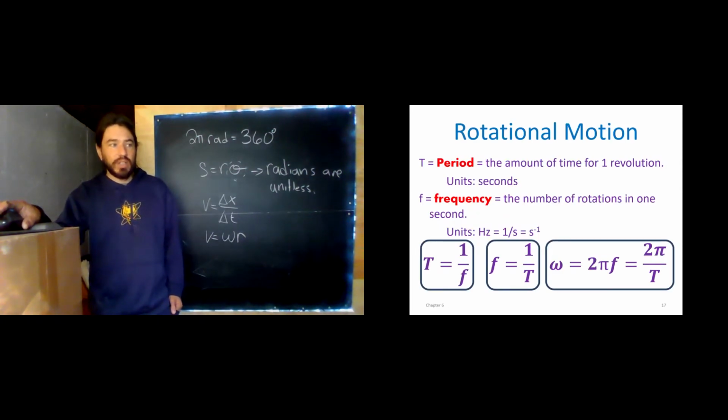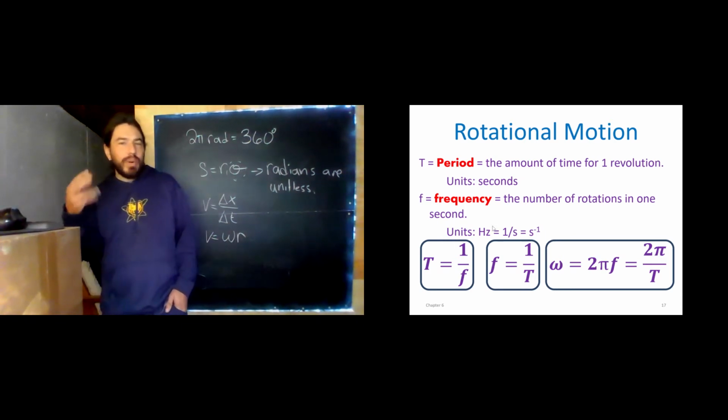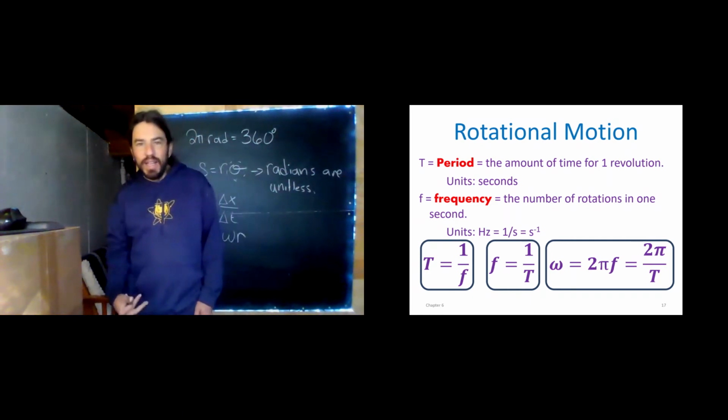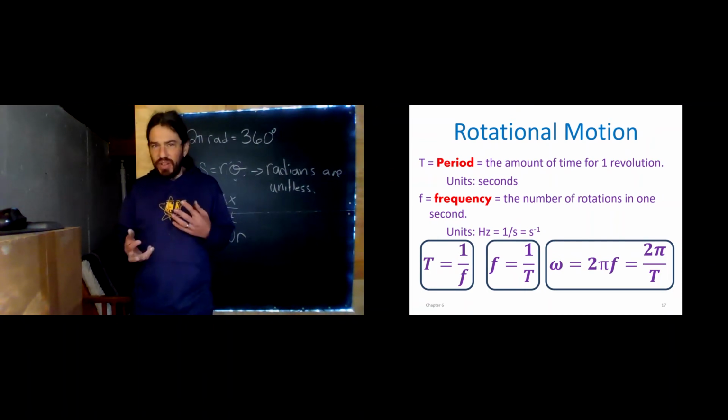Okay, here are some definitions. We use capital T for the period. The period is the amount of time for one complete revolution. Since it is an amount of time, we use units of seconds. Frequency is the number of rotations in 1 second. So you can see that frequency and period both tell us basically how quickly something is rotating, but they're inverses of each other, right? Period would be like seconds per revolution, and frequency would be like revolutions per second. You can see that they're just upside down from each other.